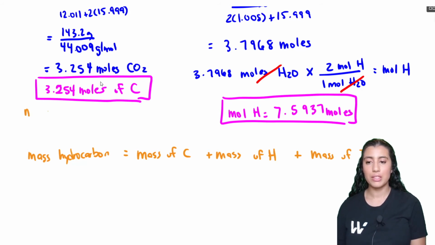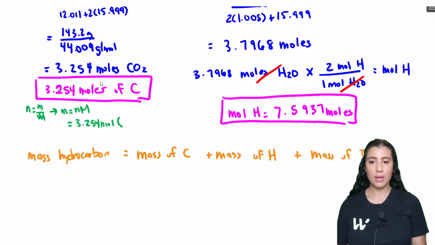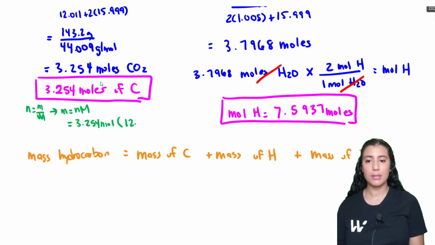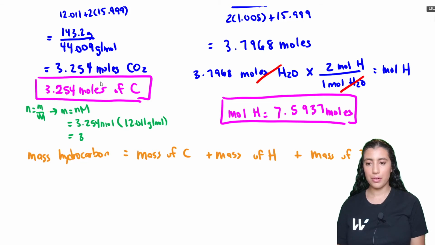So we're going to use the equation n is equal to little m over big M, we'll rearrange that to solve for the mass. So mass is equal to moles times the molar mass. So we're going to plug in our moles and multiply by the molar mass. And you get 39.08 grams of carbon.